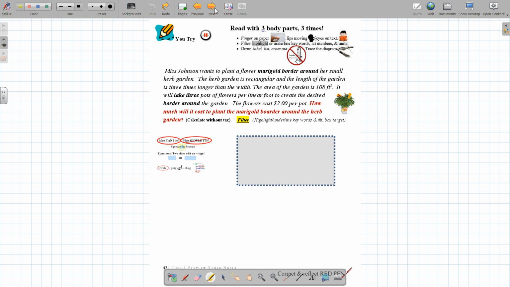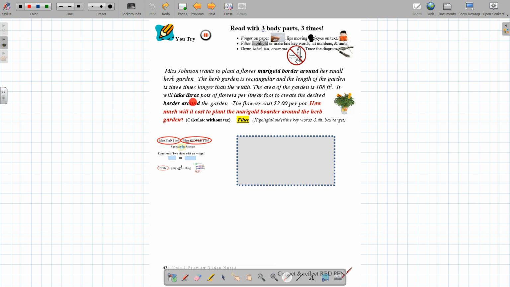Filter. Keywords here. It's a border that we're working with. It's rectangular. The length is 3 times longer than the width. We have the area. We have 3 pots of flowers per linear foot to create the border around the garden. Flowers cost $2 each. Now we're going to do what's called draw, label, list, cross out.